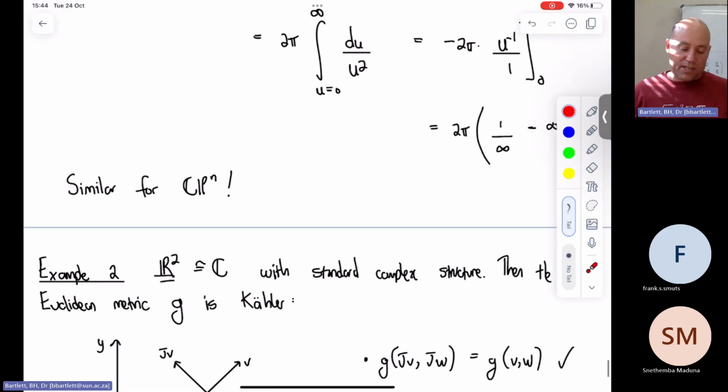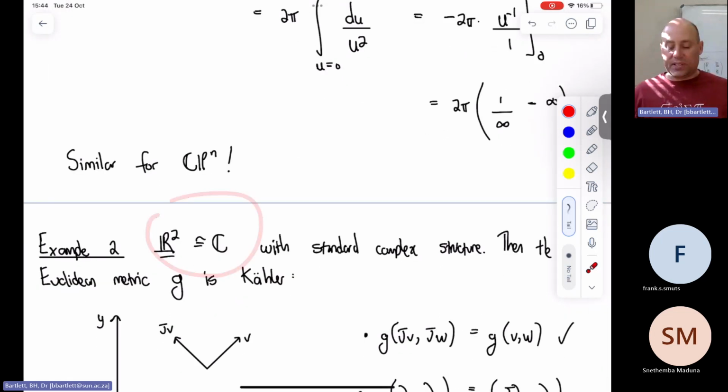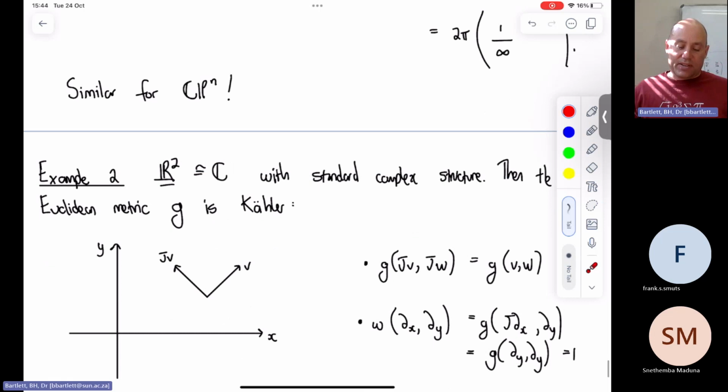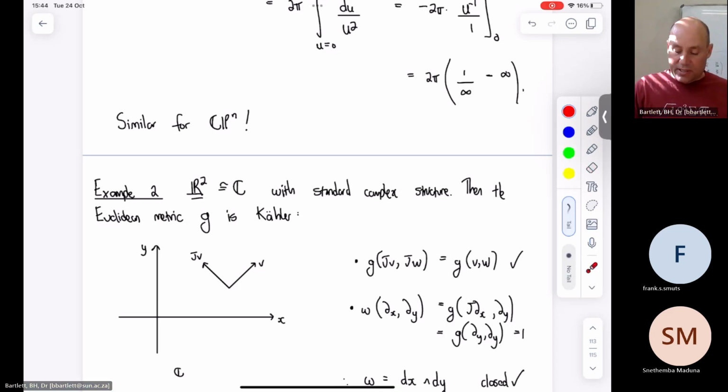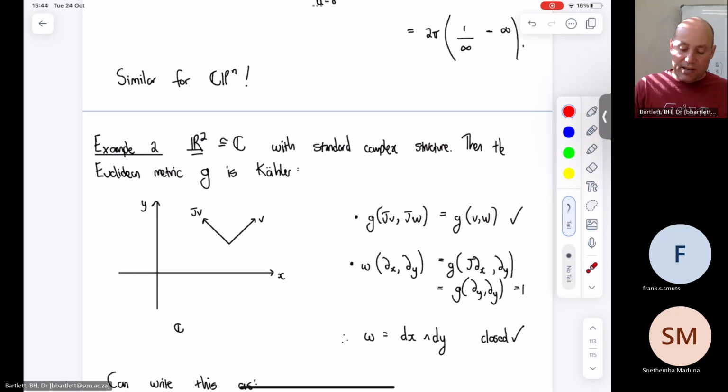Just one more easy example, just the complex plane itself with the standard complex structure, right? The complex plane is a complex manifold, obviously. You can just take the Euclidean metric on C to be the Kähler metric, the Euclidean metric on R2, and clearly that is going to be a Kähler metric because it's compatible with the complex structure, again, because J is an isometric map, so J is rotating by 90 degrees, and that preserves the inner products.